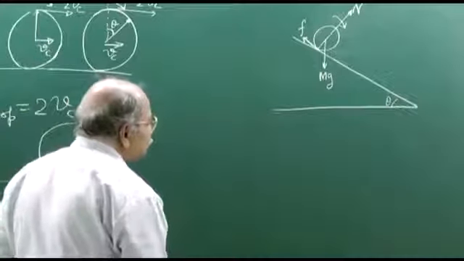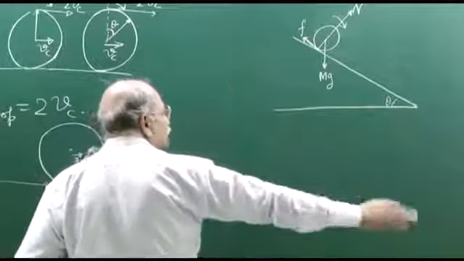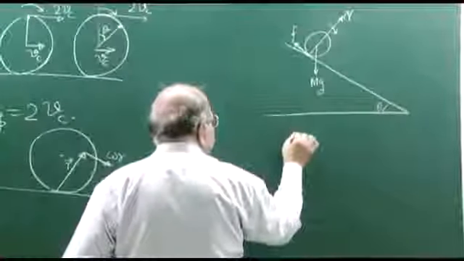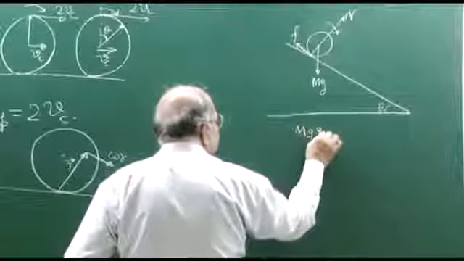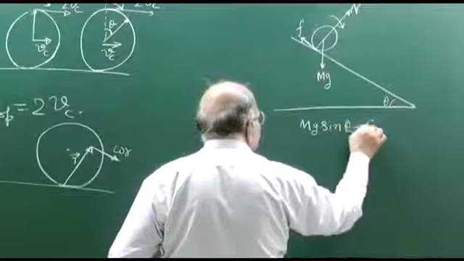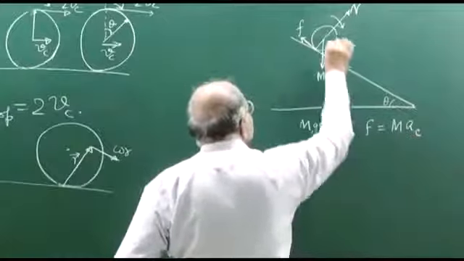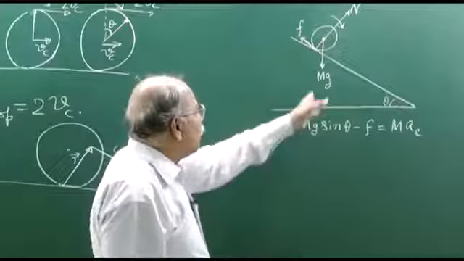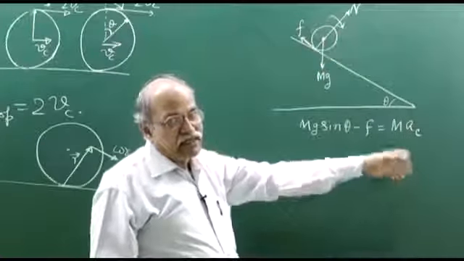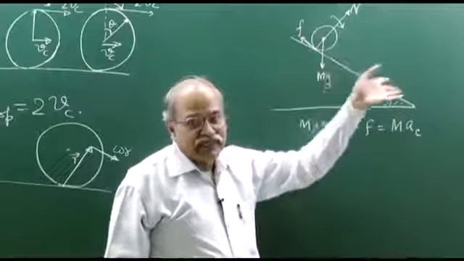So, if I write the equation for translation in the direction of the track, the net resultant force will be mg sin theta minus this friction. That will be mass times acceleration of the center. This is the acceleration of the center of the ball, and therefore this will decide how much time it will take to come from here to here. Distance is half a t square.